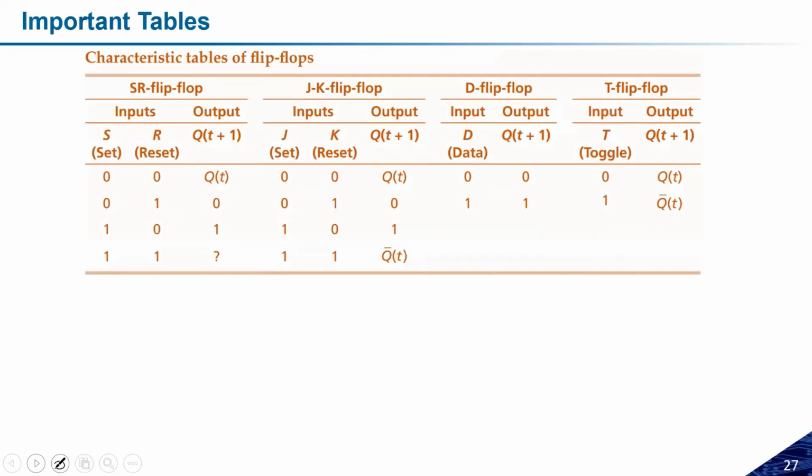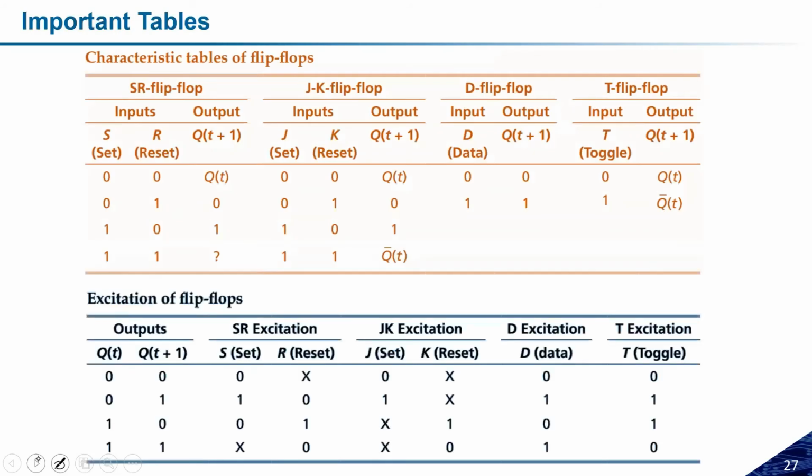Some important tables that we should know, because in this flip-flop designing part of the lecture we came up with two very important tables: the characteristic table of all the flip-flops and the excitation table of all the flip-flops. You should remember these two, because they are really very important, especially for flip-flop designing, counter designing, and other things. So you have to remember these two things.